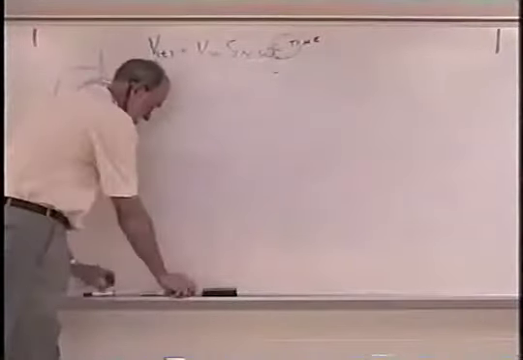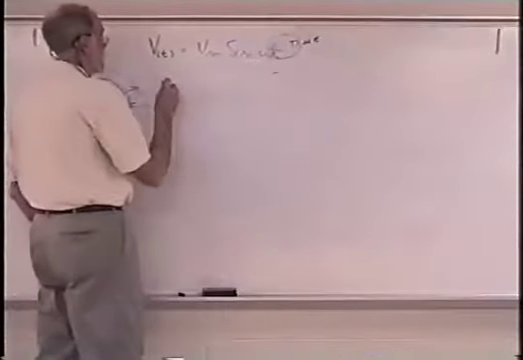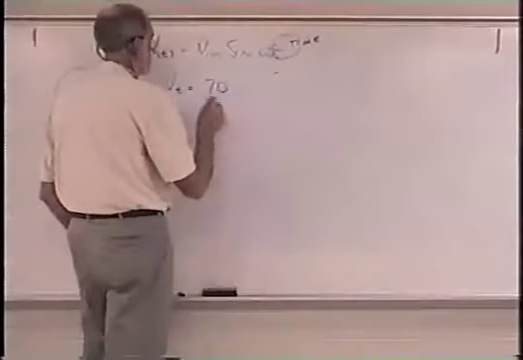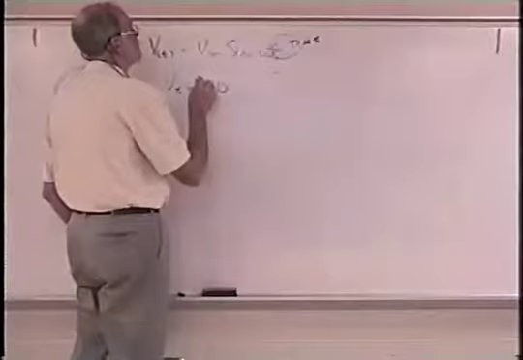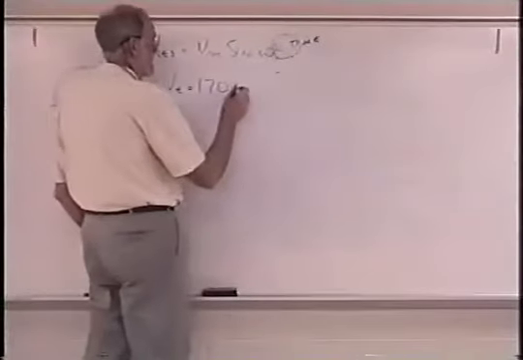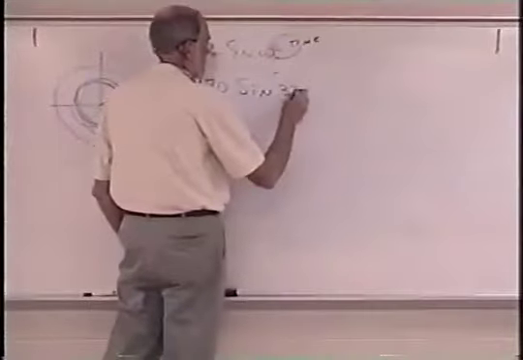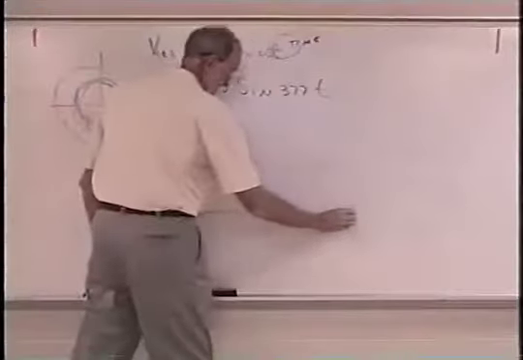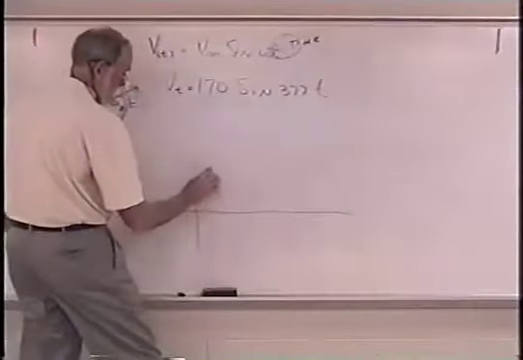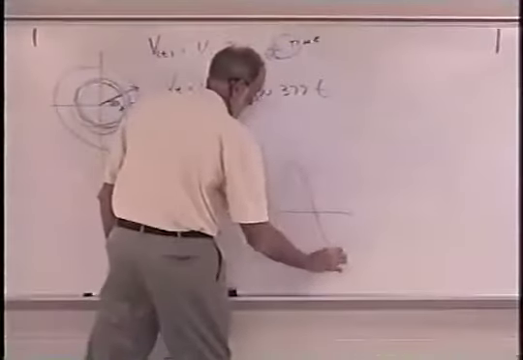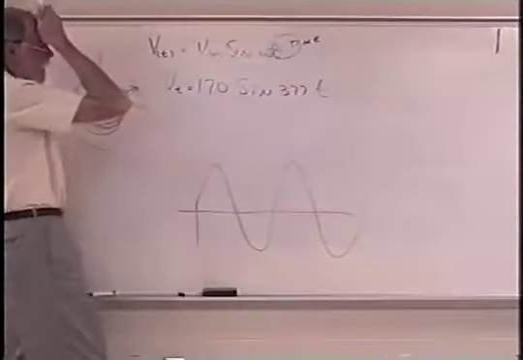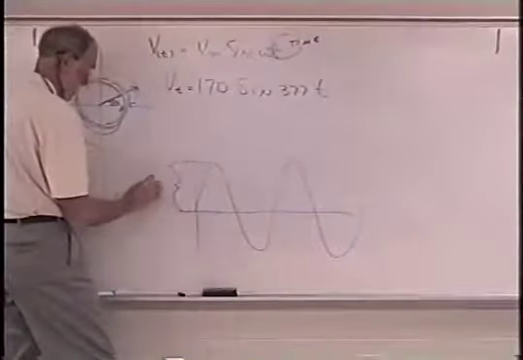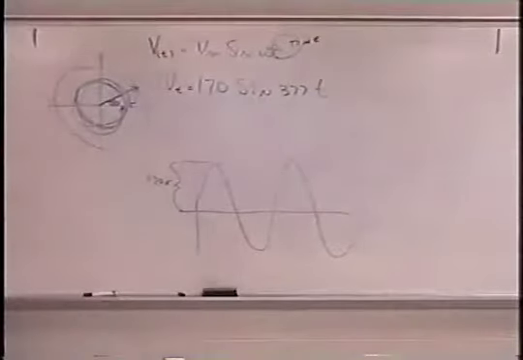Let's say I have a sine wave which can be expressed as 170 volts times the sine of 377t. Let's draw us a picture of that sine wave. That sine wave has a peak amplitude of 170 volts.